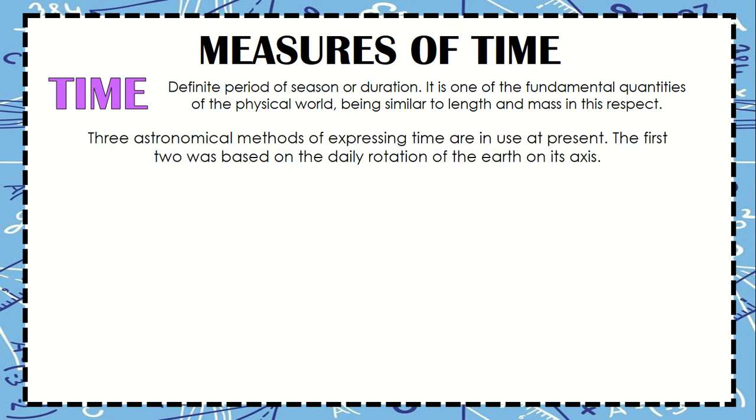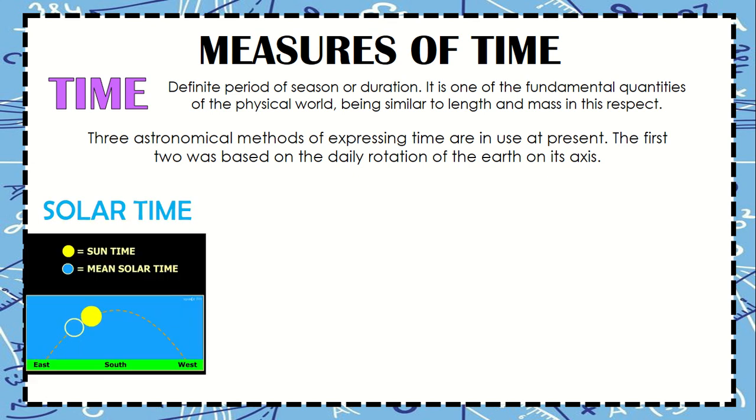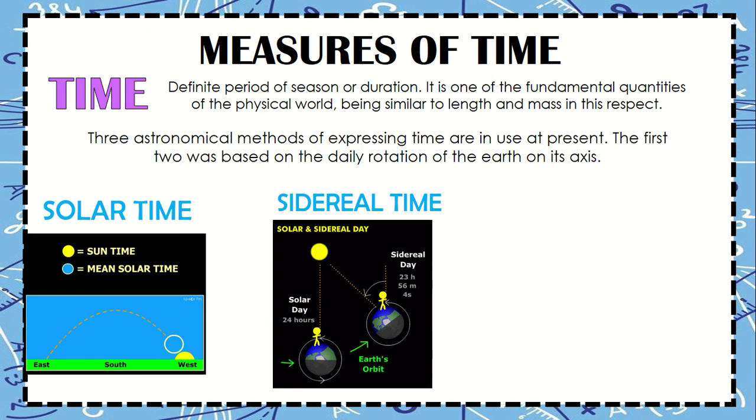Yung first na dalawa ay yung pagro-rotate ng Earth sa kanyang axis at yung isa naman ay yung pagro-rotate ng Earth around the Sun. So first, yung ating solar time. Next is yung ating sidereal time. So makikita natin dito sa illustration, under sidereal time, yung illustration din ng solar. So, kapag solar, eksaktong 24 hours, and kapag sidereal day naman, we have 23 hours, 56 minutes, and 44 seconds.